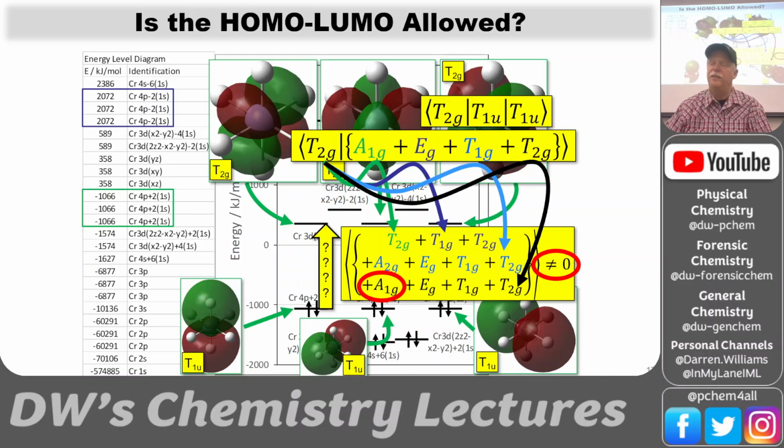So A1g means this is not equal to zero. So this would be allowed. A p to d transition would be allowed. You're shaking your head? No, okay. I thought you disagreed.